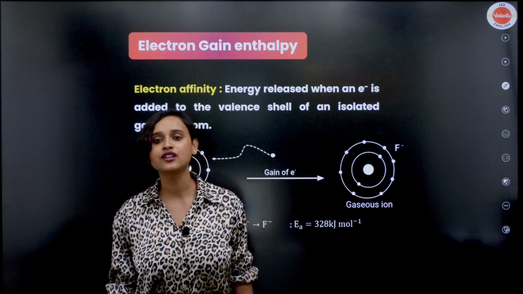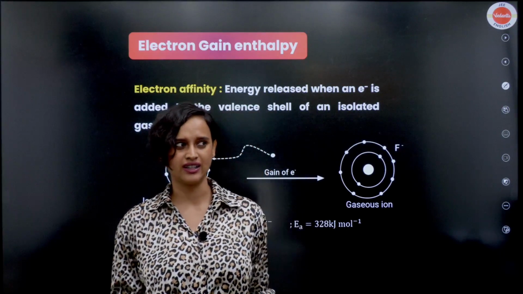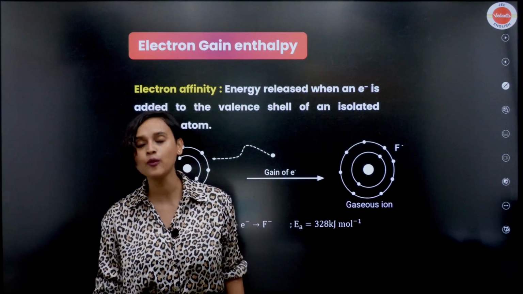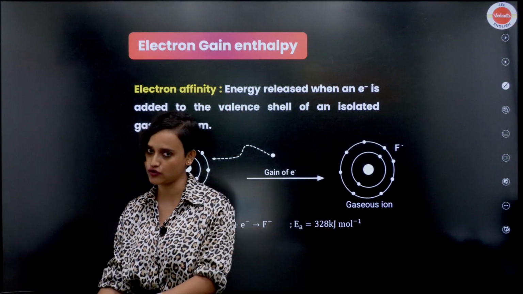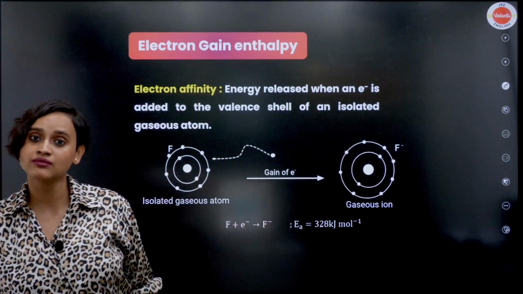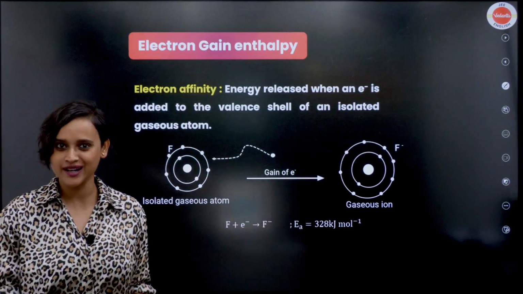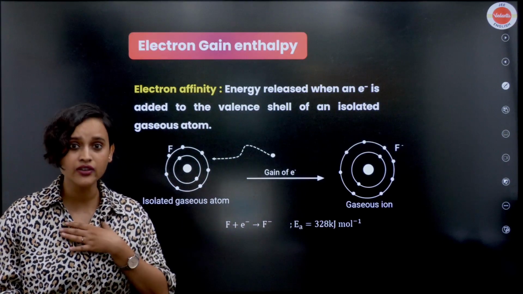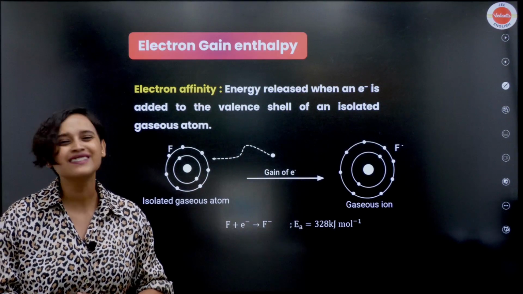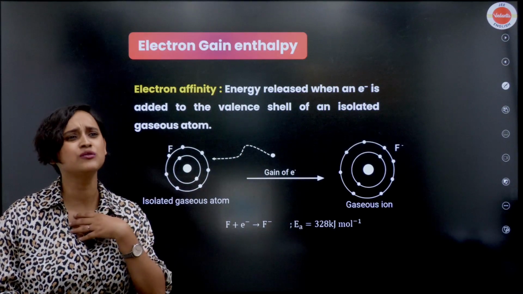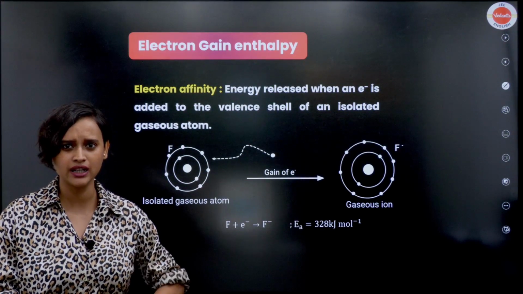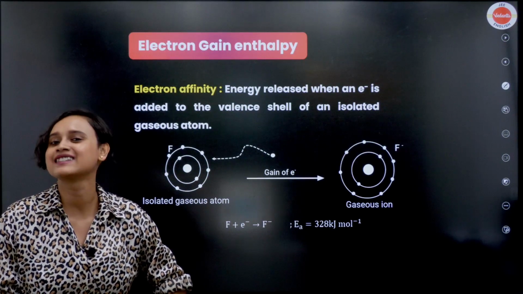Now we come to something called electron gain enthalpy. What is electron gain enthalpy? I just told you that if I want to buy some clothes from Myntra, then I will have to spend some money. But what if I want to sell my clothes? If I sell my clothes, then I will get money, no? Because I am giving away something. I am giving away that happiness that I get from buying new clothes. When I buy new clothes, I get a certain amount of happiness. Now that I am selling my clothes, I am losing out on that happiness. What do I need? I need to be happy again. I need some money. Isn't it?